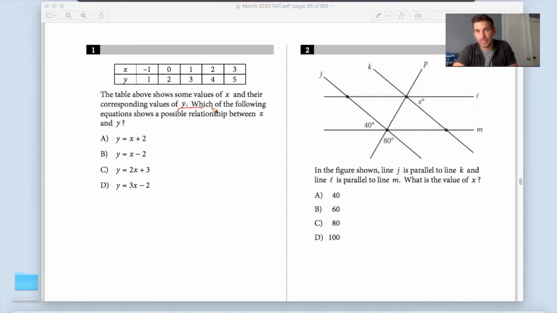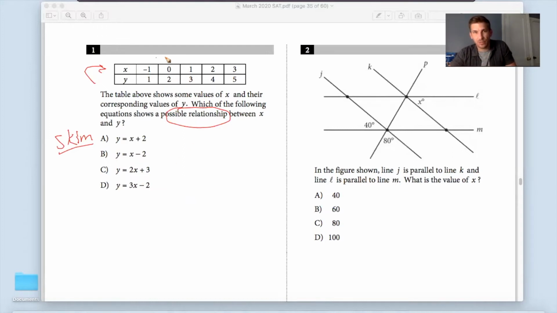So the word relationship is hinting at the fact that I'm going to have some sort of equation. This is also signifying that I might have some sort of slope, right? And what I want to do is skim down and look at my answer choices relatively fast. And this all says y equals, y equals, y equals, y equals. Then I go back up to my chart, and my chart here says when x is -1, y equals 1. When x is 0, y equals 2. When x is 1, y equals 3, etc.